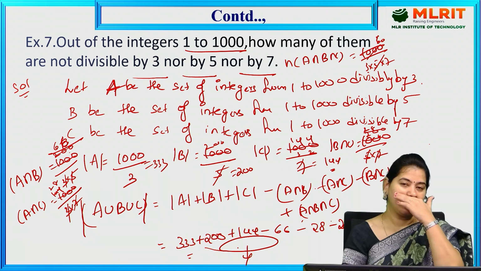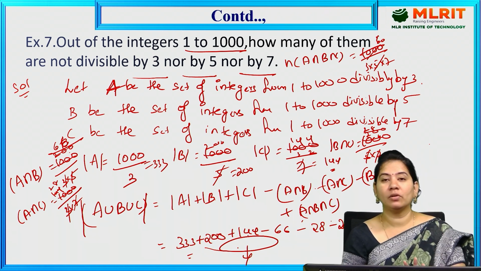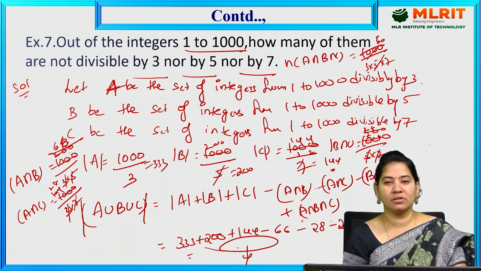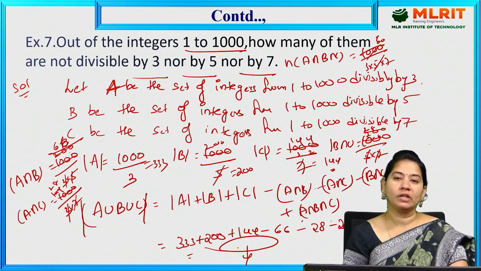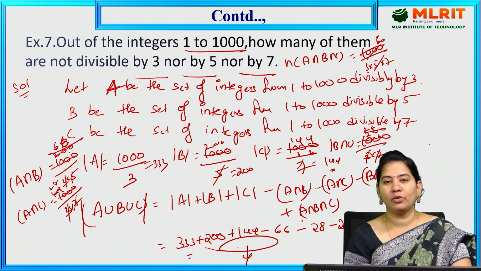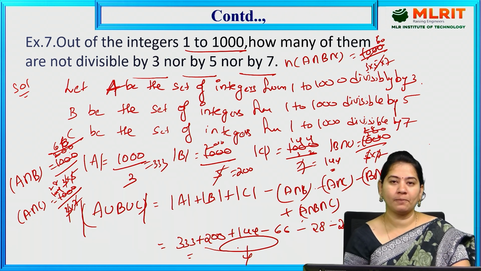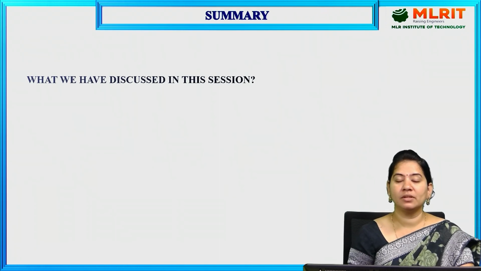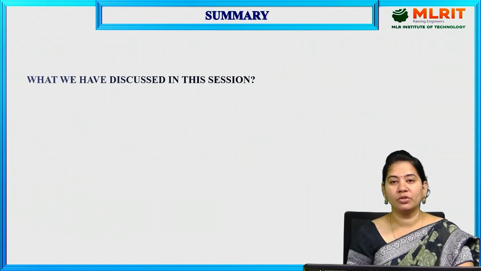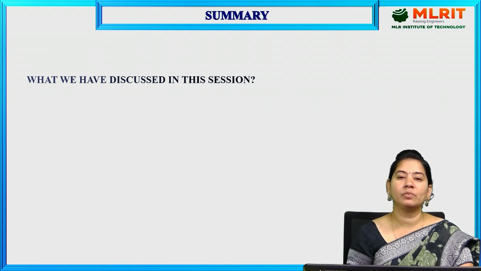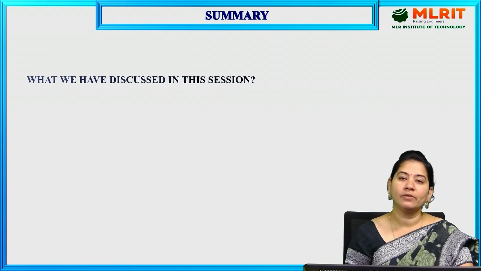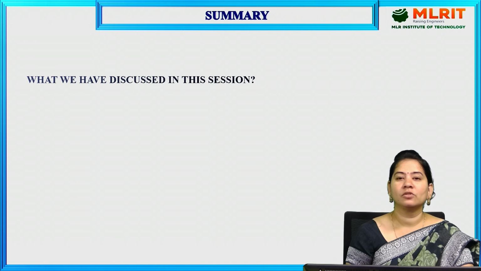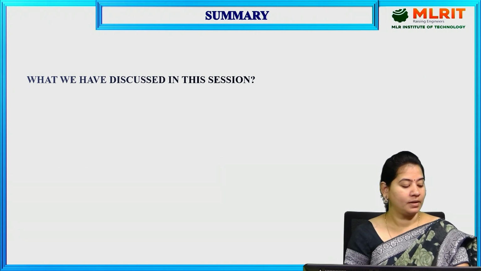So whenever you get a question, even for positive integers or any integers, you have to consider A, B, C and divide it and get the answer. So this is what we have discussed today in this session: what is meant by the principle of inclusion exclusion and how to solve problems on this principle. We have seen a few examples on this. So by this, today we'll end the session. Thank you.